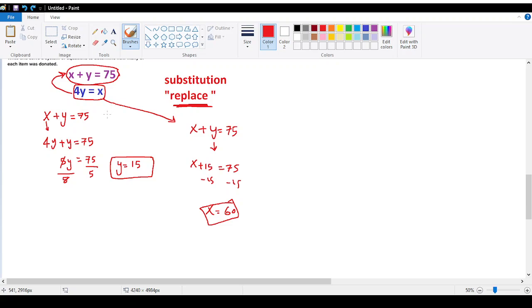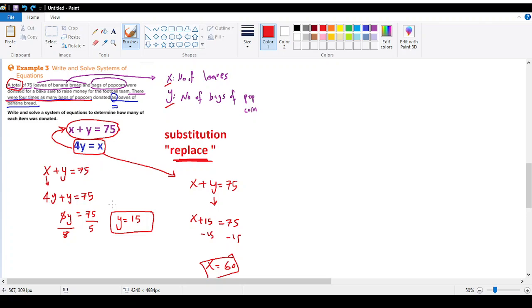Understood شمسة؟ فهمتي كيف حليناها؟ أيوة. So we have y 15 what? 15 bags of popcorn. And we have what also? 60 loaves of banana. خليني بس اتاكد من الحل. اوكي، احنا عكسنا ال 15 loaves of banana and 60 bags of popcorn.